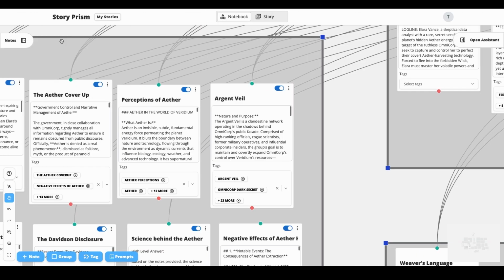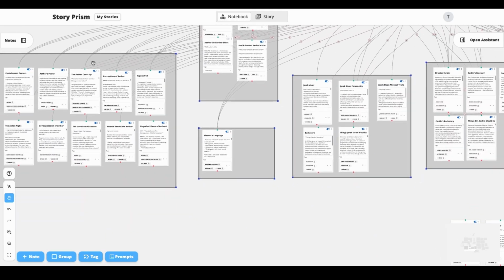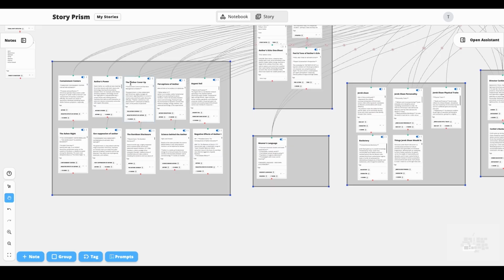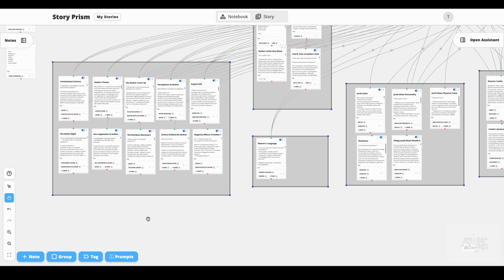So here we go. This right here is Argent Veil. Think of this as really the CIA wing of Omnicorp. Their whole entire mission is covering up the Aether phenomenon, right? And ensuring that nobody really knows about it or its power or the things that people can do with it.